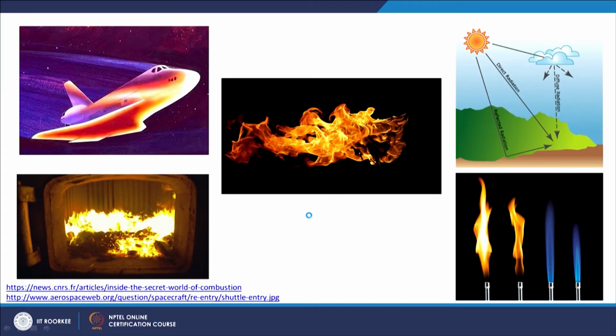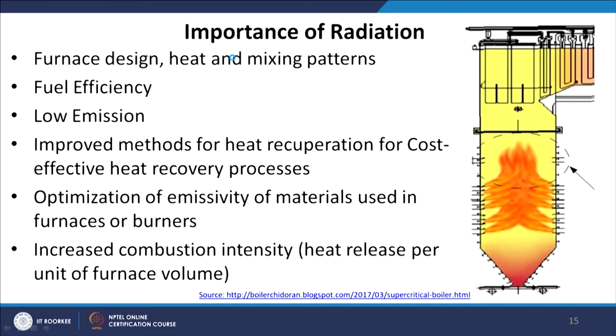So, these are some of the images to understand the importance of radiation. We have fire, then furnaces, then flames, and you see that flames of different colors appear as a result of different gases that radiate within these flames, then solar energy, solar radiation, and then this is the space shuttle. The space shuttle has a very high temperature that makes it radiate a significant amount of energy. Now, why are we studying radiation?